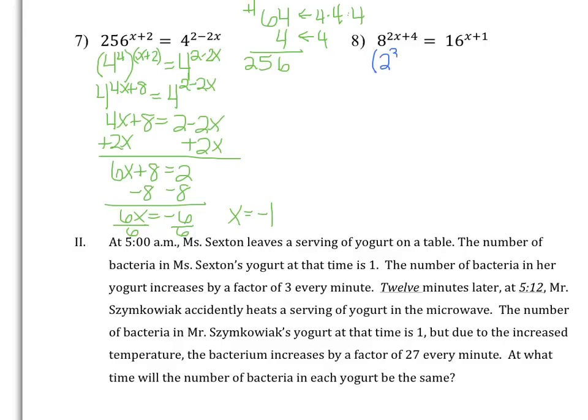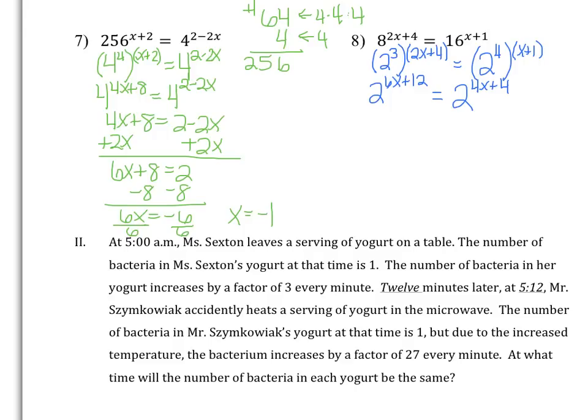So it's going to be 2 to the 3rd, to the 2x plus 4 power. And 16 will be 2 to the 4th, to the x plus 1 power. I'm going to multiply my exponents together, distribute it. So I'm going to have 2 to the power of 6x plus 12. And I'm going to have 2 to the power of 4 times, distribute it to the x plus 1. So 2 to the power of 4x plus 4.